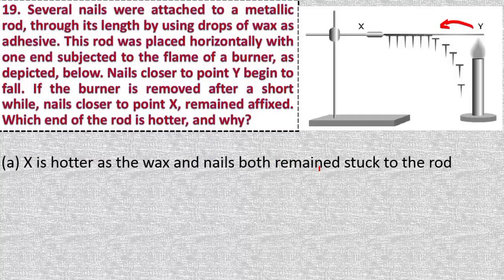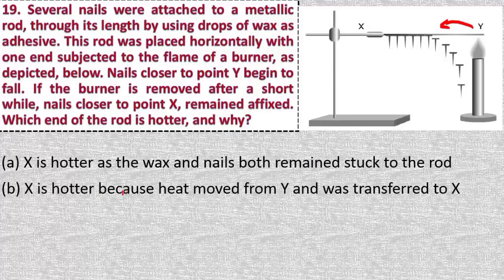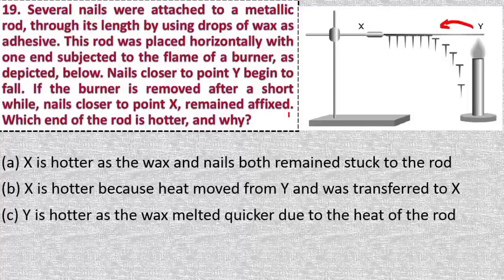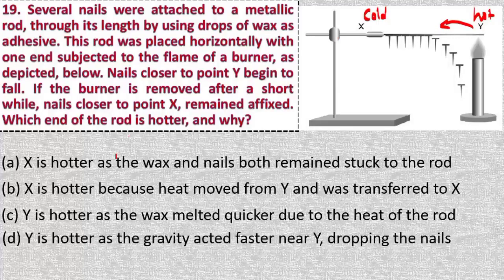See, as this Y is exactly above the flame, therefore the Y end is the hotter end. Y is hotter as the wax melted quicker due to the heat of the rod. See here, X is the colder end. Therefore, Y is hotter and the wax will get melted, therefore the nails will fall down, but gravity has no role in this. Therefore the correct answer is option C.